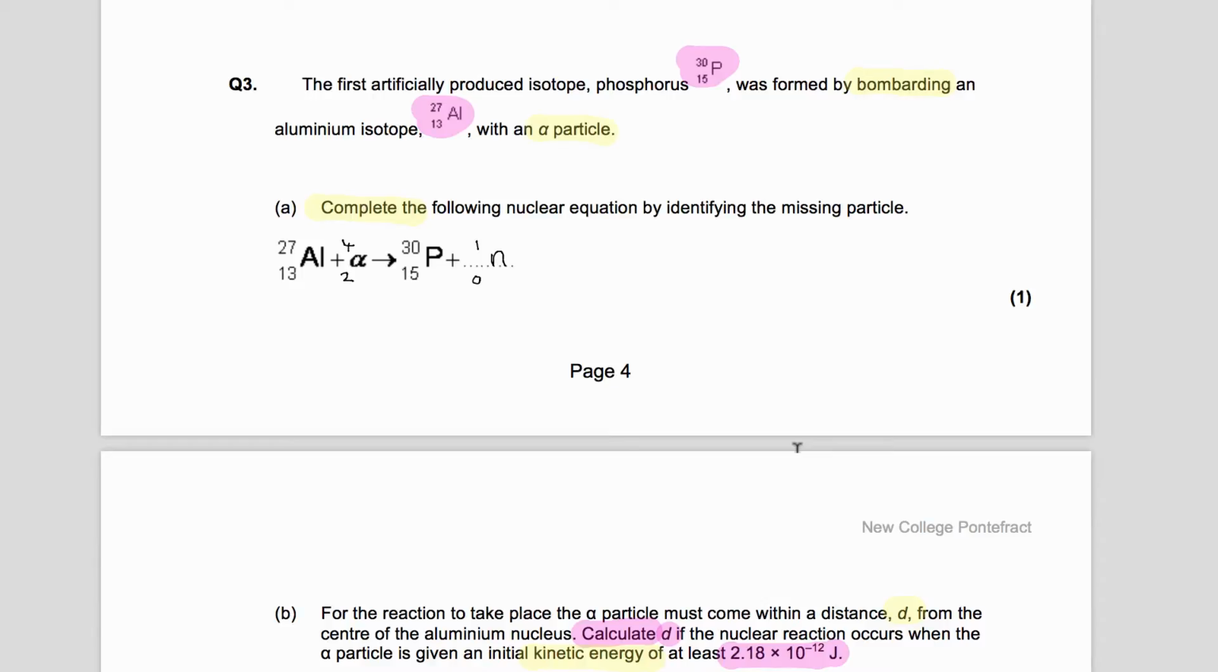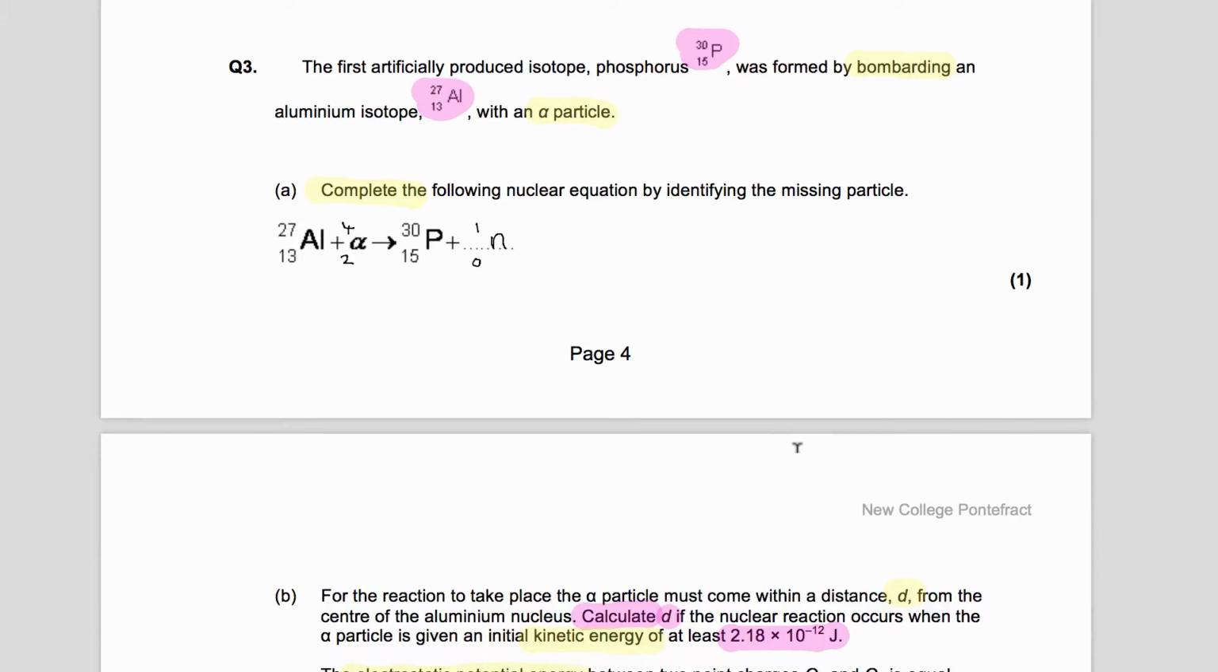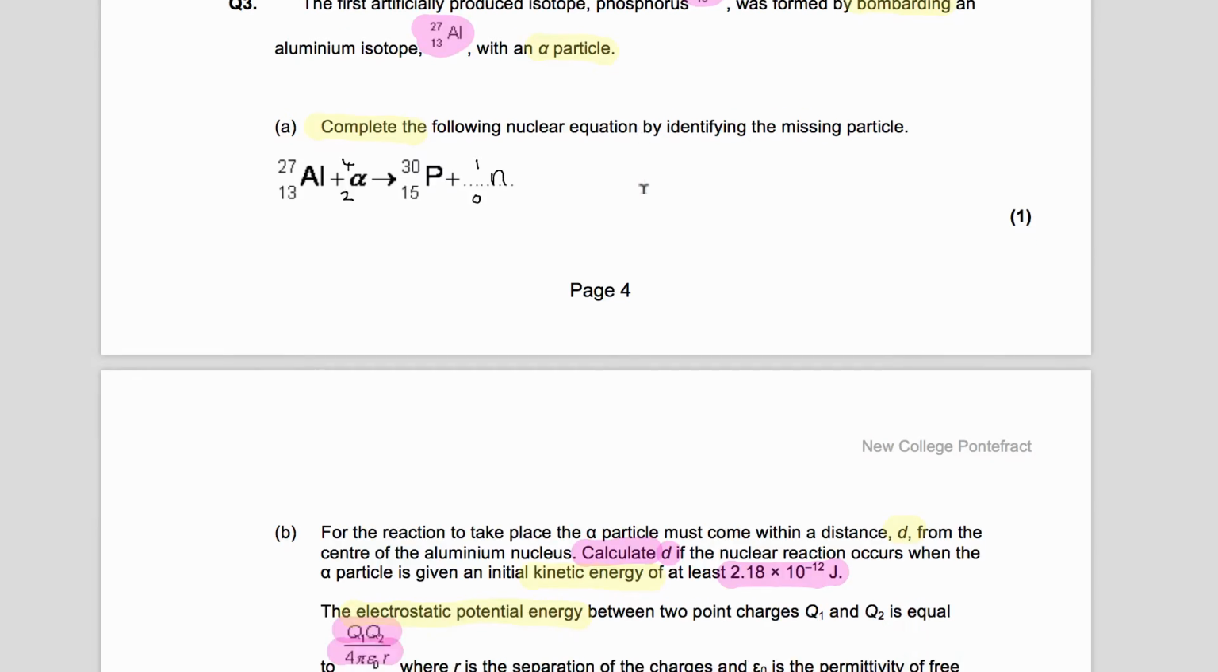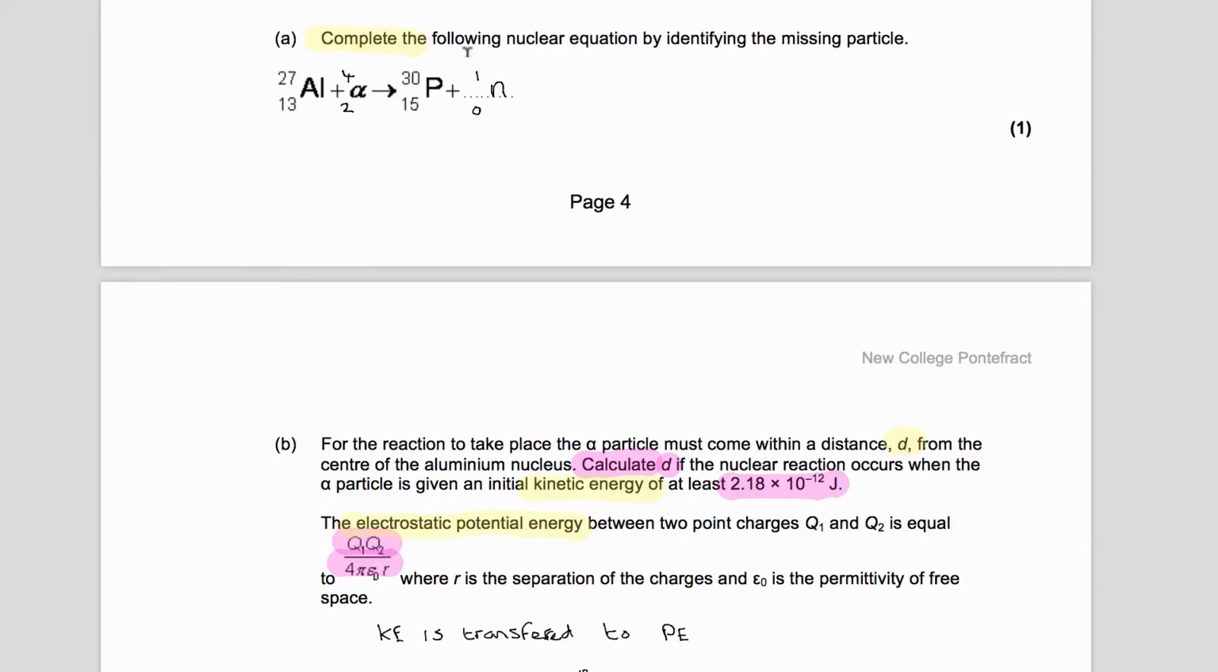Okay, so this is question number 3 of the nuclear physics homework booklet, and in question number 3 we're told that the first artificially produced isotope, phosphorus, was formed by bombarding an aluminium isotope with an alpha particle. Basically, they threw alpha particles at this aluminium isotope in order to make phosphorus. So first of all, in part A, we're simply asked to complete the nuclear equation and identify the missing particle.